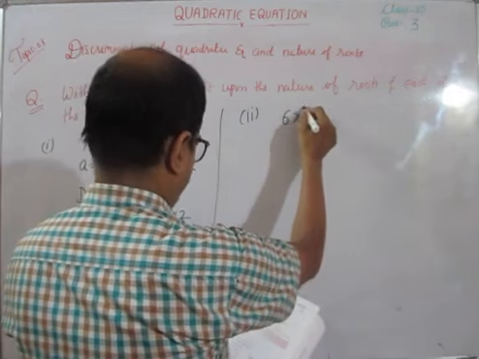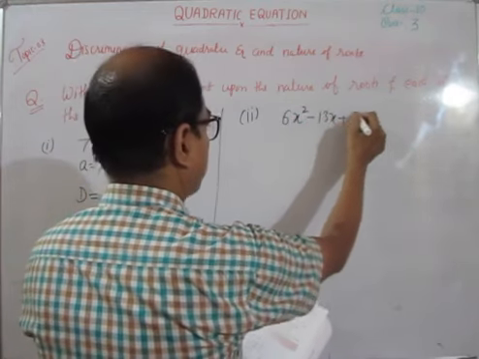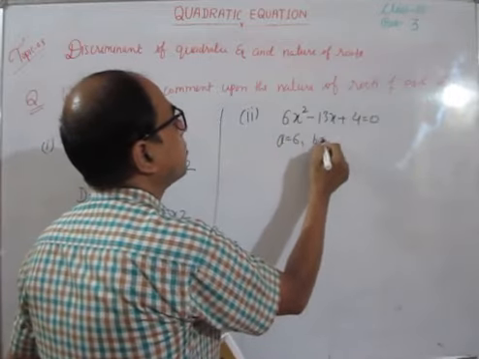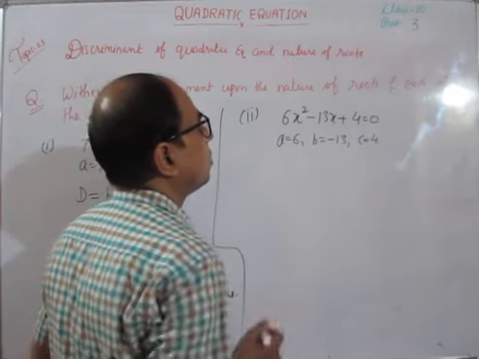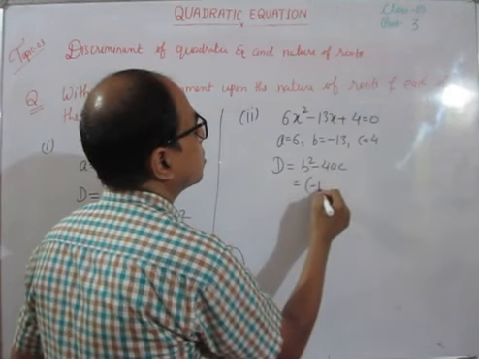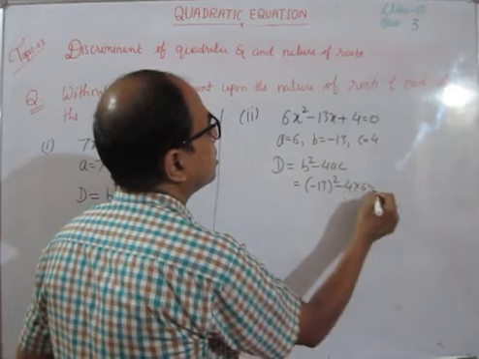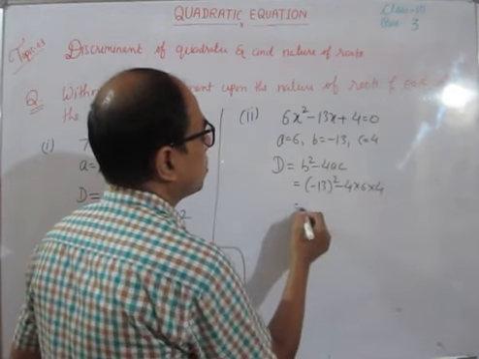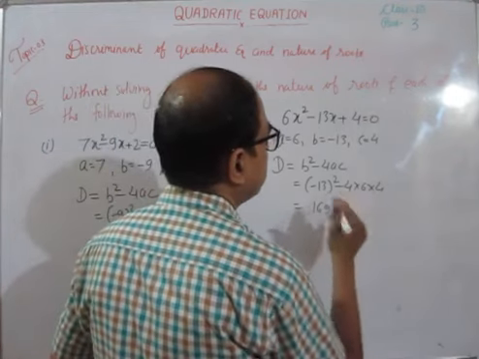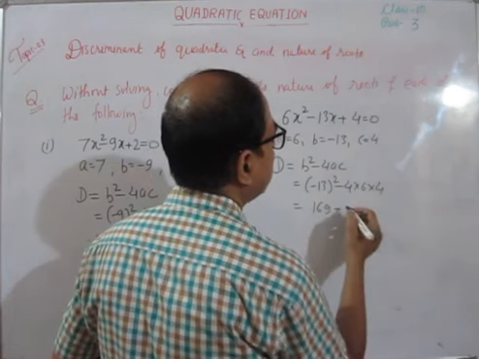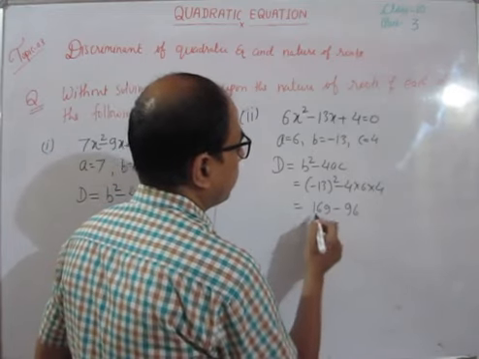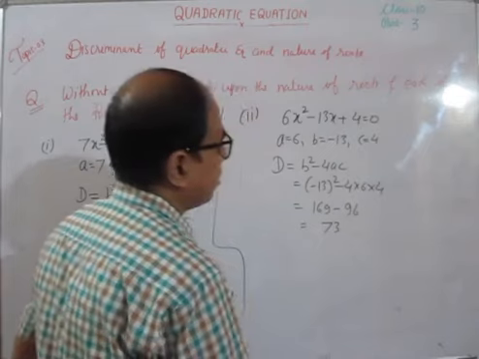6x square minus 13x plus 4 equal to 0. Now here a is 6, b is minus 13 and c is 4. So value of discriminant will be b square minus 4ac, that is minus 13 square minus 4 times 6 times 4. So 13 square is 169 minus 6 fours are 24, 4 times 24, so it will be 96. Now 169 minus 96 is 73, which is a positive number.